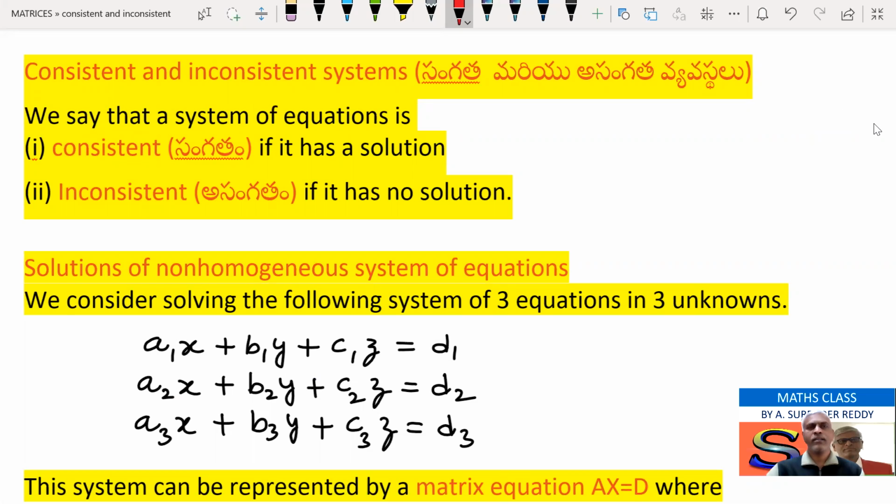We say that a system of equations is consistent if it has a solution and inconsistent if it has no solution.